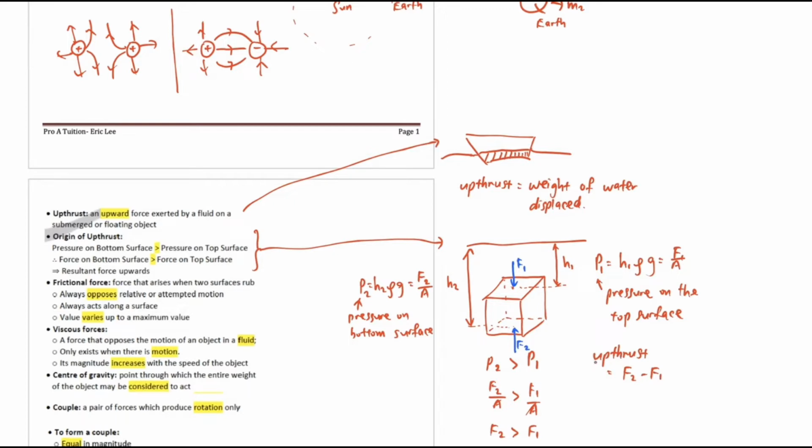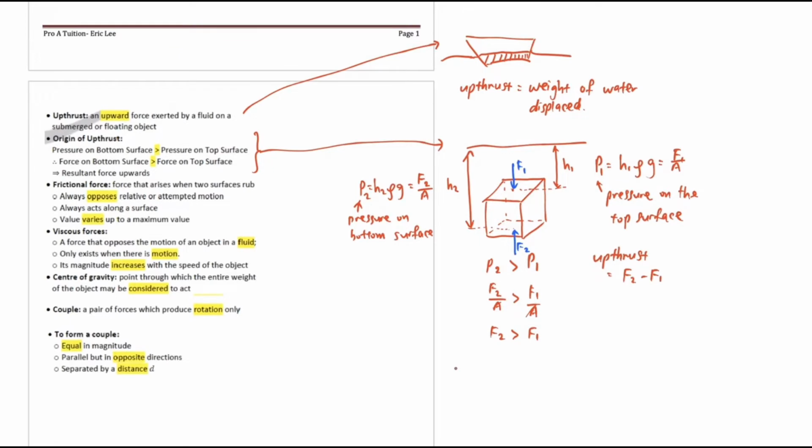Yeah. So that is how we get the upthrust. So the details is like that. What if the top surface area is different from the bottom surface area? Then you cannot cancel the area already. So in that case, you need to find the actual value.